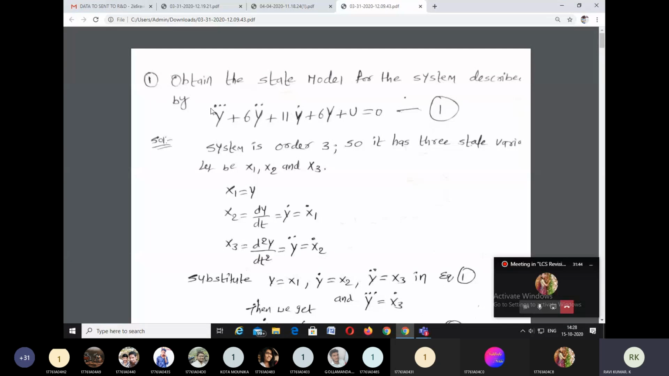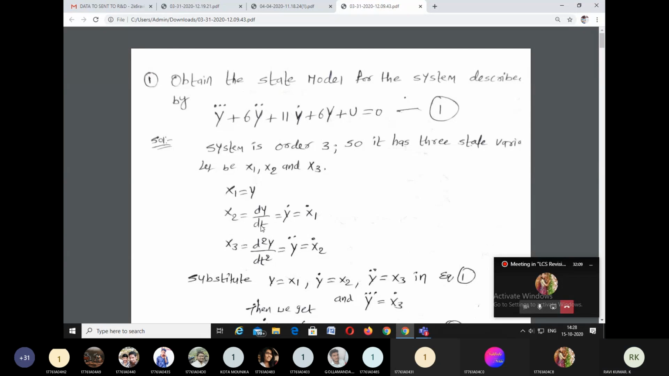So next, after taking this, I have to write here that the output y is equal to x1. I am defining the output y as a state x1, and y dash, the derivative of that, as x2. I am writing x2 is equal to the derivative dy by dt.